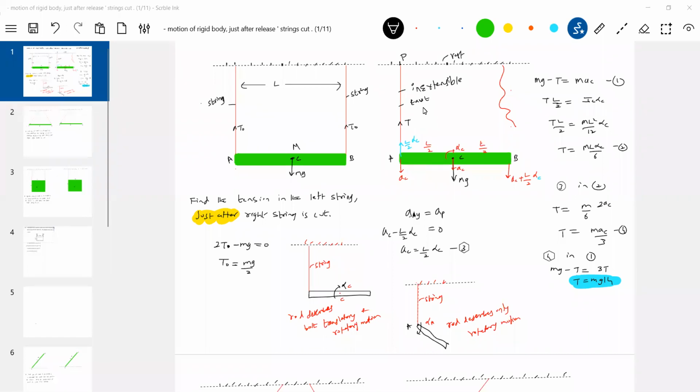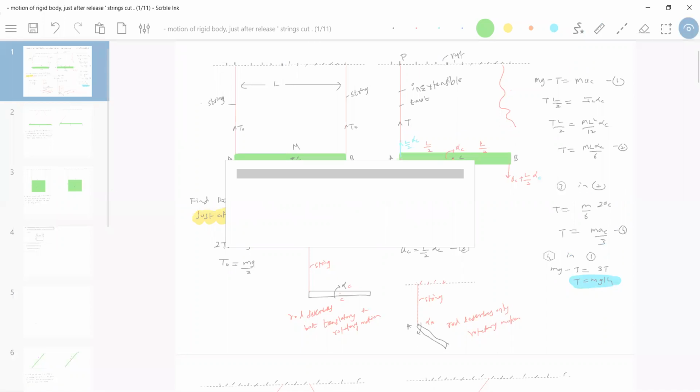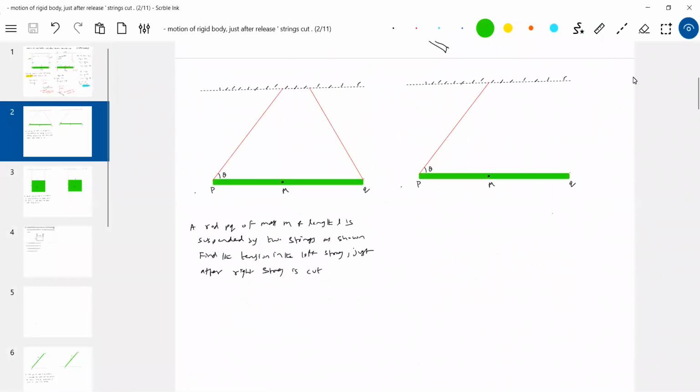Equation 2, this one, tension. The tension, this is T, this is L by 2. So torque, T into L by 2 is equal to ml square by 12 into alpha C. Okay, torque 1. This is R bar, this is F bar. Okay, we have just changed the orientation of the string here.